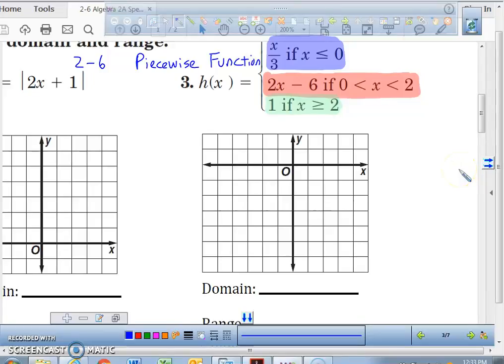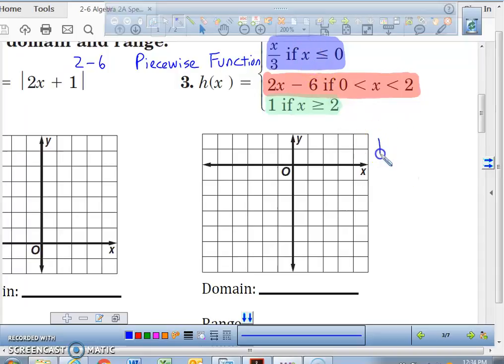In this video, we're going to cover this concept called piecewise functions. A piecewise function is simply a graph of different pieces of different functions. We have three functions going on right here that we're going to graph. So the first one we're going to do is the one in blue.